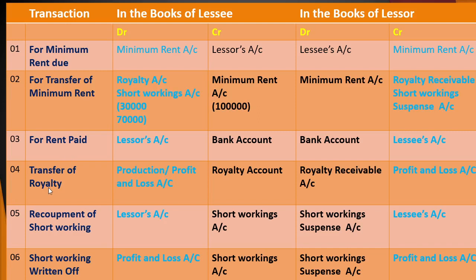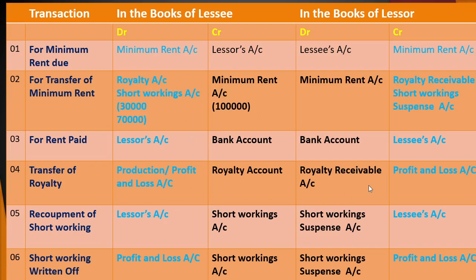See the fourth one, transfer of royalty. Again, this royalty amount should be transferred to either production account or profit and loss account. If the royalty payment is based on production, we transfer this royalty amount to production account. Or if the royalty amount is based on sales, we transfer this balance to profit and loss account. So production account or profit and loss account debit to royalty account. We have debited royalty account here, so this amount should be transferred to production account or profit and loss account. So we have given the credit entry.